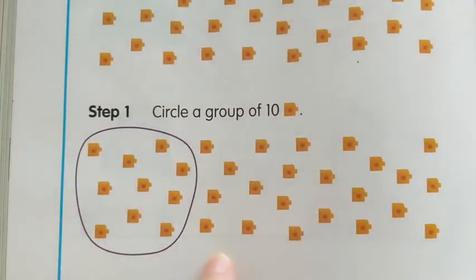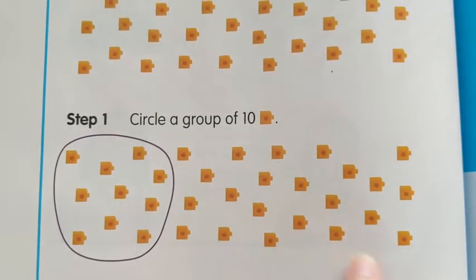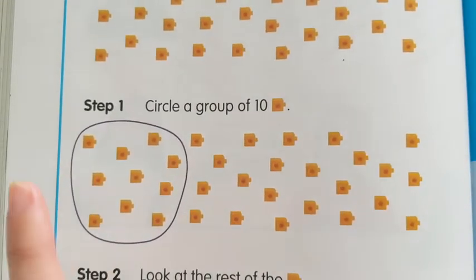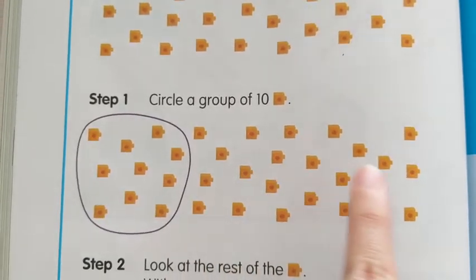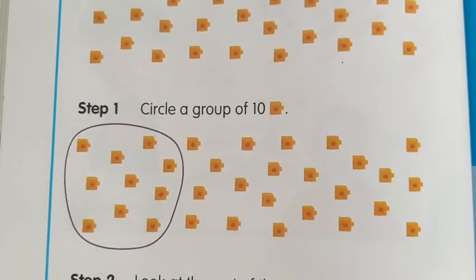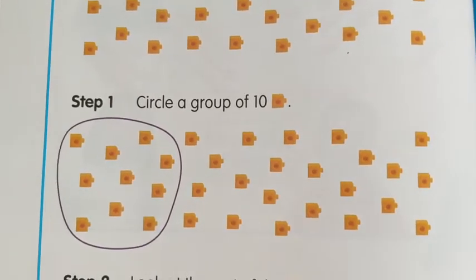Now it looks like another about 10 right here. So it looks like I have about 3 areas I could circle. And what is 3 groups of 10? 3 tens? Looks like there are about 30 cubes here. That is how we estimate.